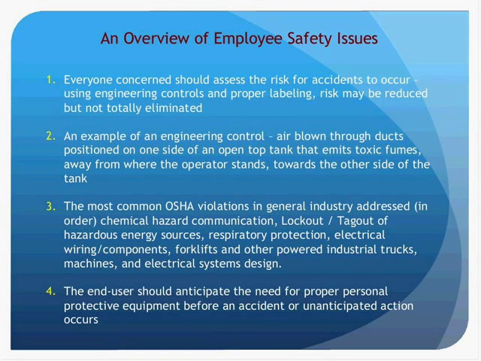Next slide. In this last slide, I define some of the safety issues that should concern everyone involved. That starts with the end user, the equipment supplier, the installing contractor, and any independent contractors involved. Everyone concerned should assess the risks for accidents, and using engineering controls and proper labels may reduce that potential from occurring. The most common violations, as noted by OSHA in general industry, include chemical hazard communication, that's that word communication again, lockout and tagout of hazardous energy sources, respiratory protection, electrical wiring components, forklifts, and other industrial trucks, machines, and electrical design systems. A few final comments.